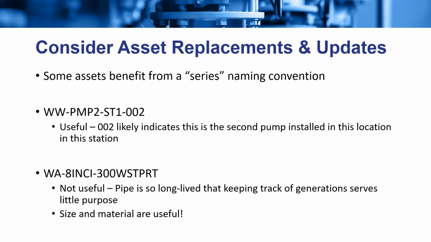There are some types of assets where it's probably not useful to have it. So going back to the water distribution pipe, the 8-inch cast iron main, water lines often are in the ground 50, 100, even greater than a century in time. So having a series naming and numbering convention is probably not going to give you a lot of value because pipe is so long lived. However, as we have discussed, both the size and the material can be useful. So what do you want to relay in that naming convention?